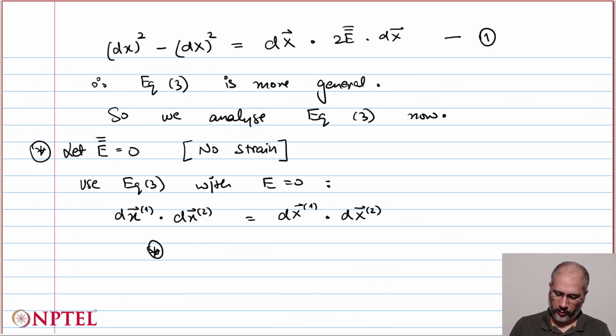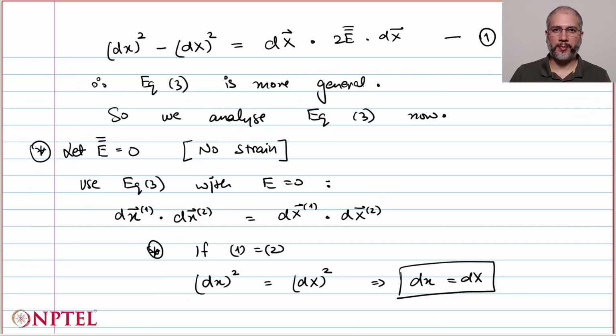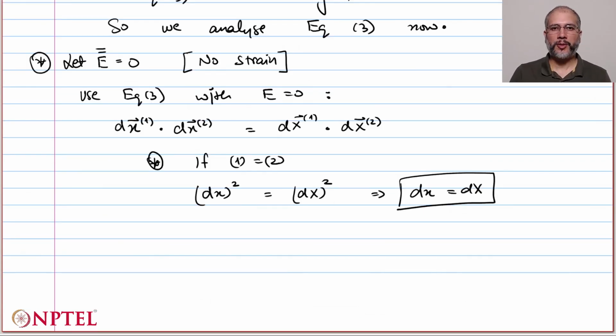Now further, if we take 1 equal to 2, then what we get is that d small x squared is equal to d capital X squared, which implies d small x equals d capital X because they're both positive. They're the lengths. So let us see what we have got. We're talking about the situation when our strain tensor is 0, the tensor that we have just defined for you. If it is 0, we get a situation where d small x is d capital X. So this means that line elements do not change length when the deformation happens. So in words, I can say that length of line elements do not change.